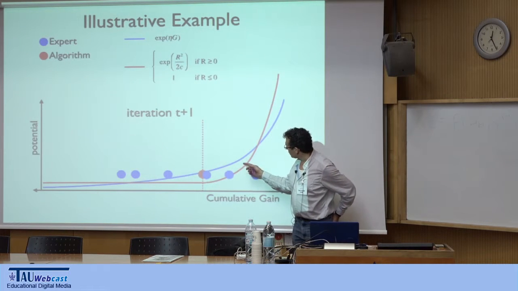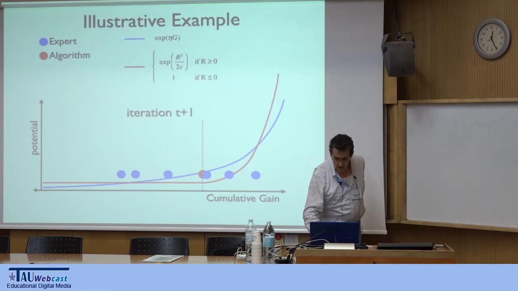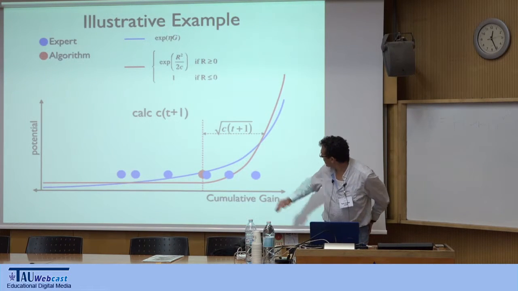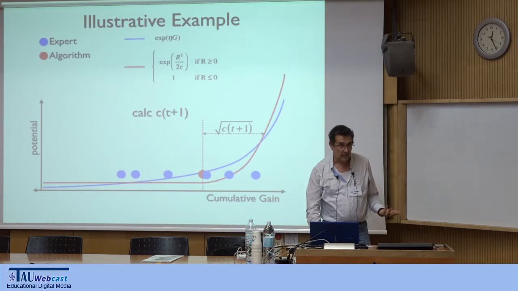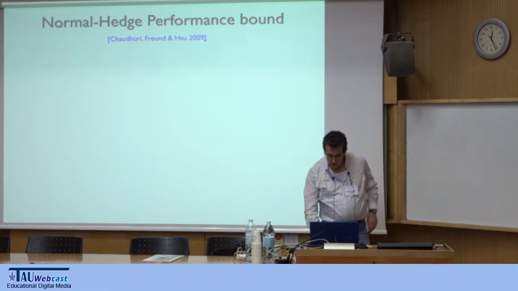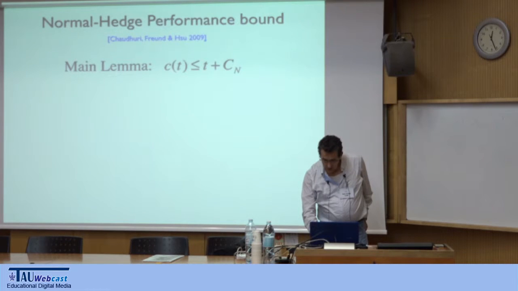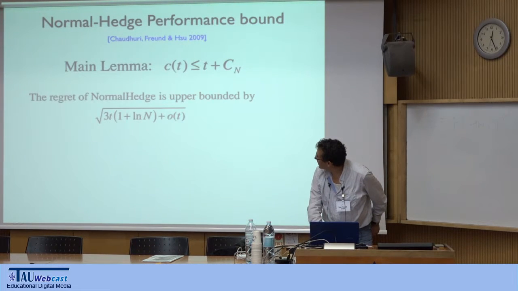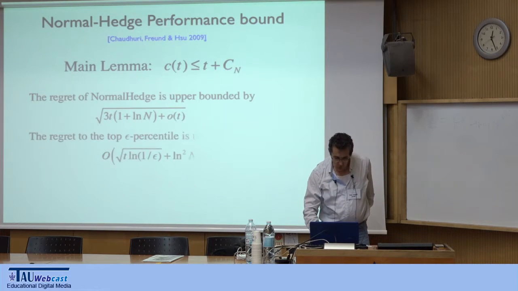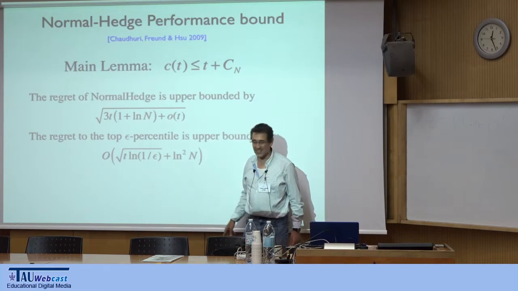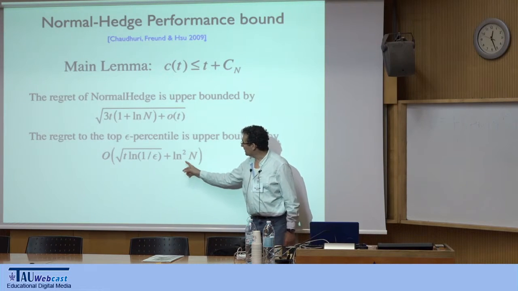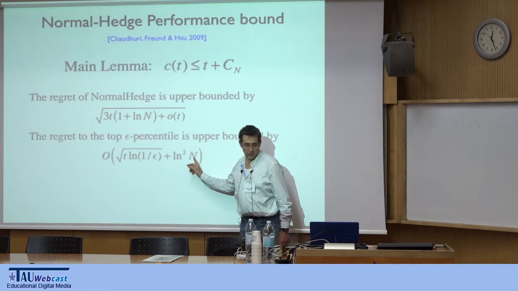And now that we're in this new configuration, we update C_t to C_{t+1}. So that basically makes this wider, and C_{t+1} grows basically like t. So what we proved in 2009 is that you have a bound on the algorithm that behaves like this. It has a 3t ln n. And if you want to write it in terms of epsilon, it has the right dependence on epsilon. But it still has a dependence on n.